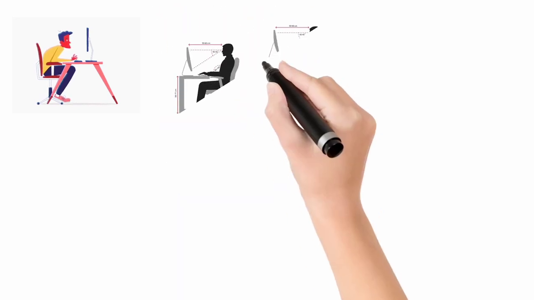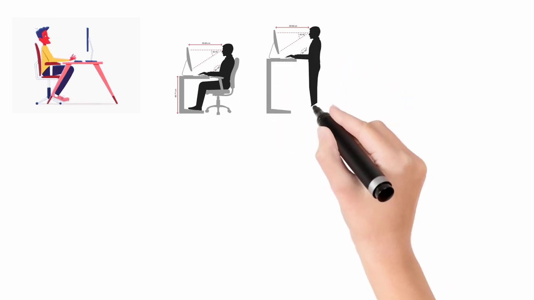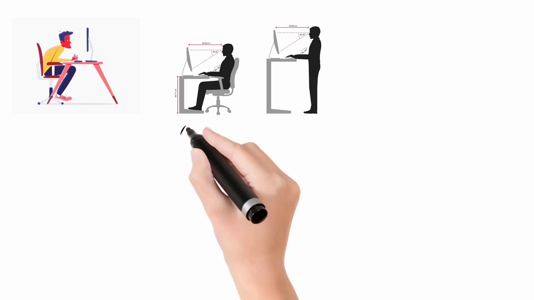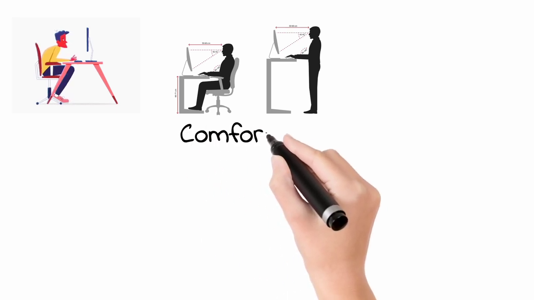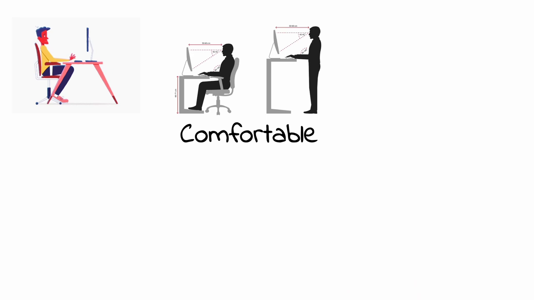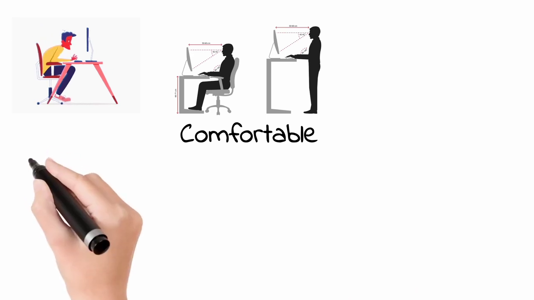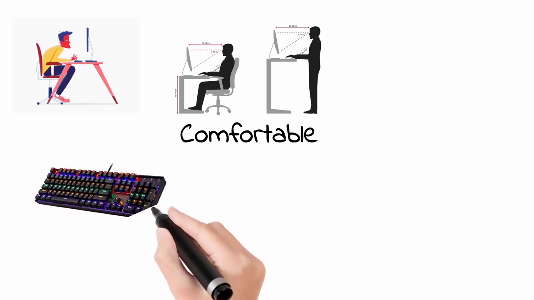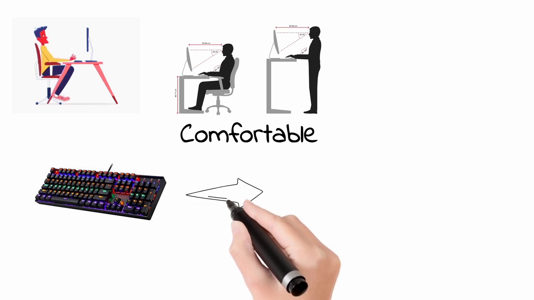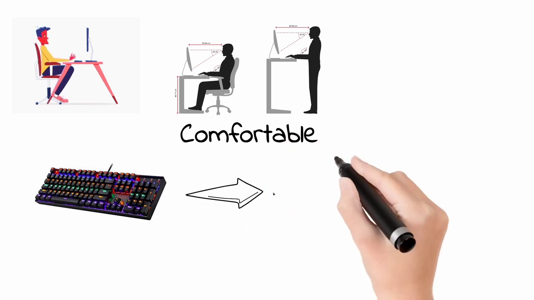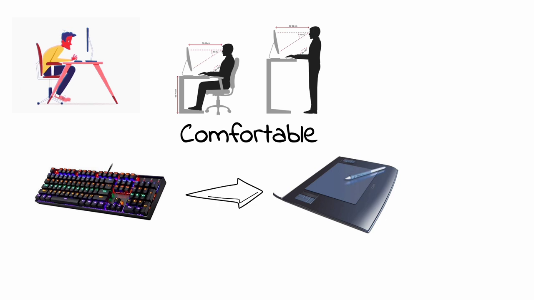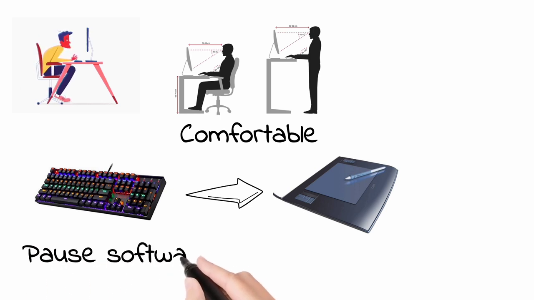The chair height and keyboard should be adjusted so that the wrists are straight and not resting on sharp edges of tables or the computers themselves. Some technology, ranging from special keyboards to pen tablet interfaces or speech recognition software, can reduce the risk of injury. Pause software reminds the user to pause frequently.